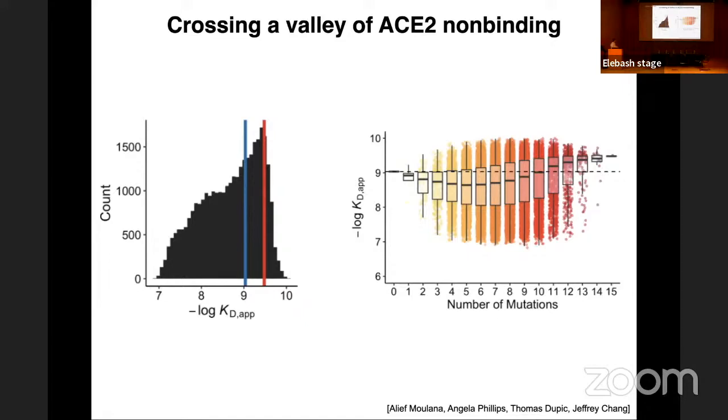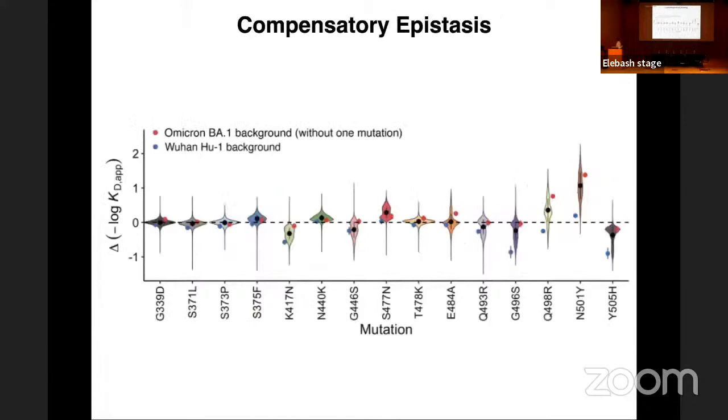And one thing you can see is this is the Omicron strain. It binds ACE2 a little bit better than the ancestral Wuhan strain, the original strain of COVID. But if you start to create intermediates between Wuhan and Omicron, you actually reduce the ACE2 binding. It's maybe not obvious from this plot, but there's not a uniformly uphill way to get from Wuhan to Omicron in terms of the binding to ACE2. And what seems to be happening is some sort of pattern of compensatory epistasis.